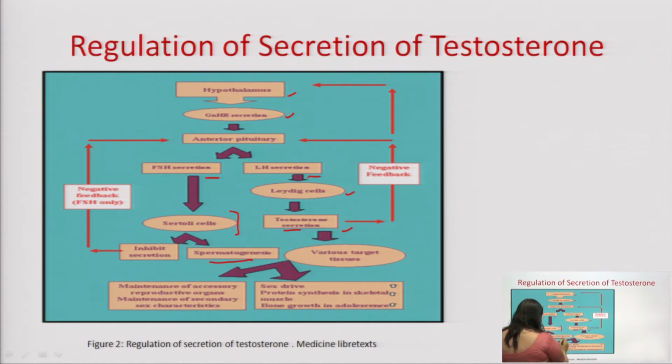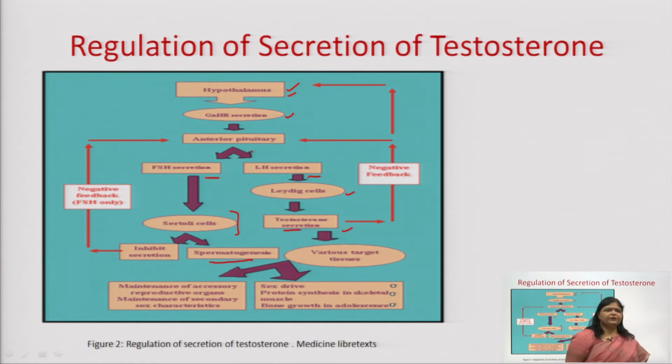further hormones, and similarly when FSH is increased, it again gives negative feedback only till the anterior pituitary, whereas testosterone can also produce a negative feedback action on the hypothalamus, so that no further gonadotropin releasing hormone is produced. So that is how the secretion of testosterone by the Leydig cells is regulated.